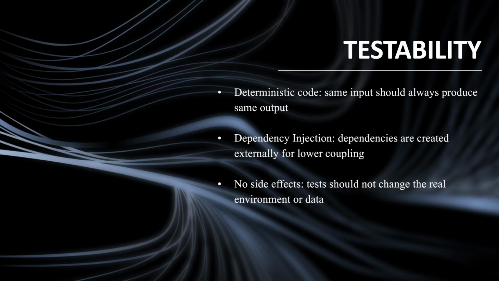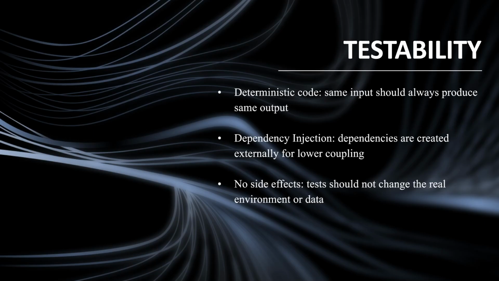Testability. Testability is about how easy it is to write reliable tests for your code. The first idea here is deterministic behavior. Deterministic means given the same input, you always get the same output. For example, a method that uses the current time inside it might not be deterministic unless you control the time in the test. The second idea is dependency injection.